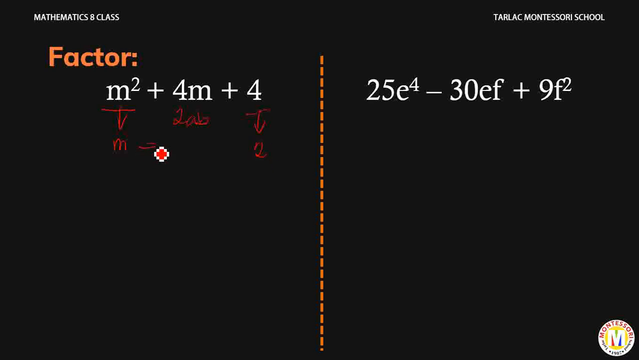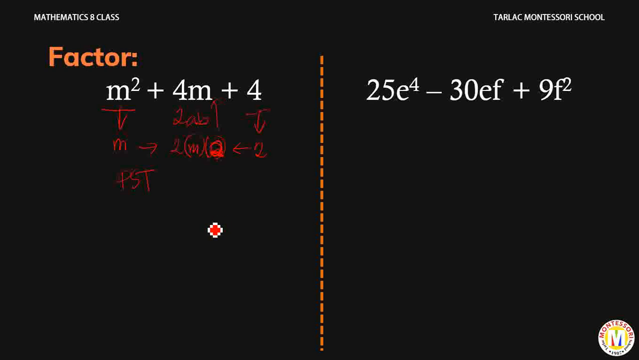And then 2 multiplied to m multiplied to 2. Will this be the same as 4m? 2m multiplied to 2. So will this be equal to 4m? Yes. Therefore, this is a perfect square trinomial and it's factorable by a perfect square trinomial.